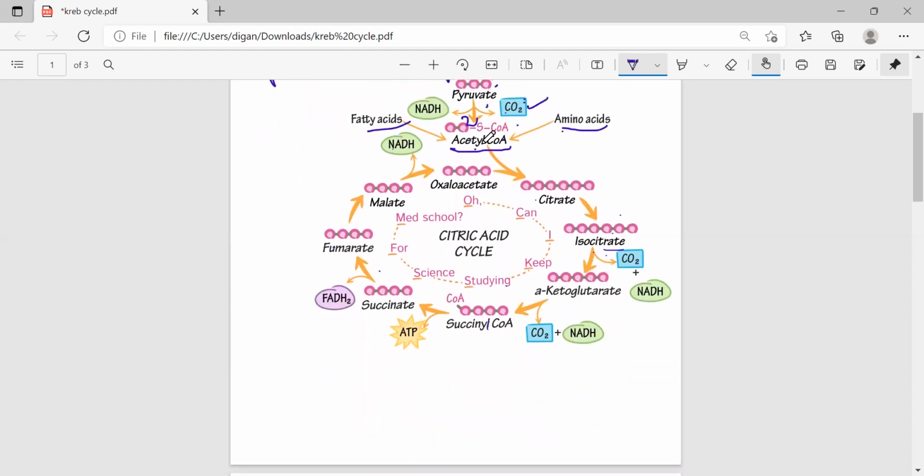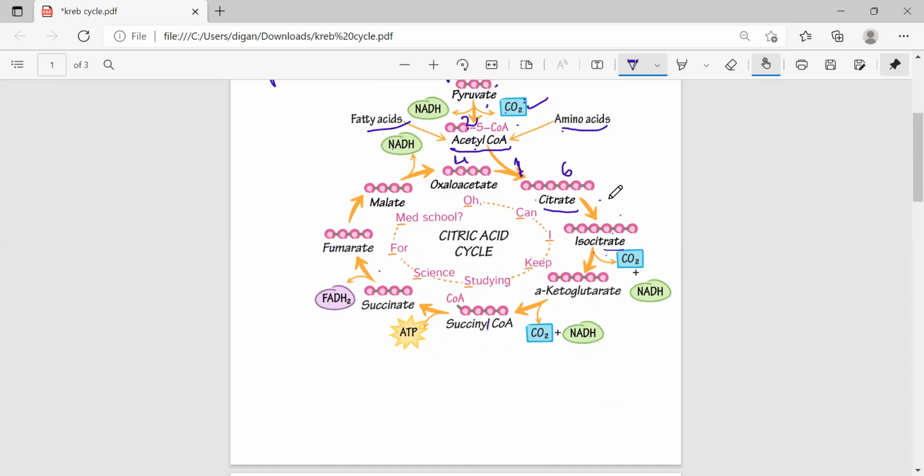In the next step, this acetyl coenzyme A joins with a 4-carbon compound, that is oxaloacetate, and as a result, this 4 plus 2 total is converted into a 6-carbon compound, which is known as citrate or citric acid. And this is the first step of this cycle. So what is the first step of the citric acid cycle? When oxaloacetate and acetyl coenzyme A combine, they convert into citrate or citric acid, and that is the first step of the citric acid cycle.